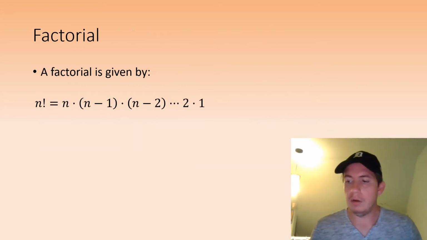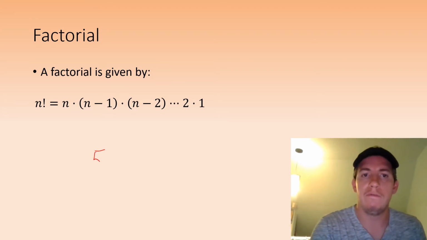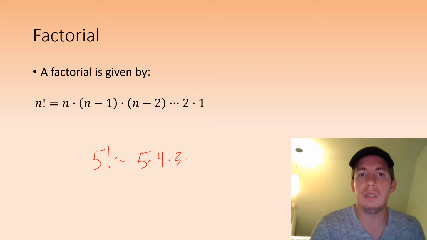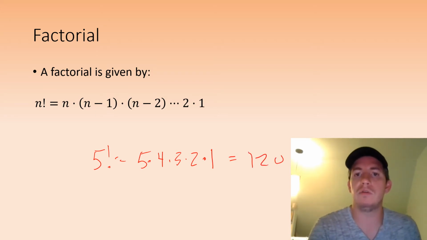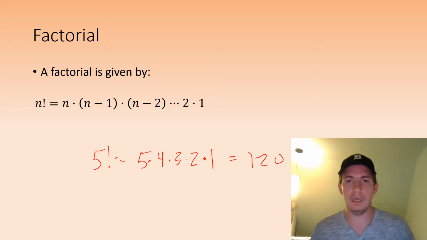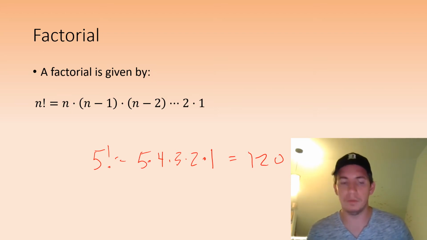The next two counting techniques use what's called factorial. If I take n factorial, what I mean by that is take that number and multiply by all the lesser numbers until you get down to 1. So here's an example. 5 factorial is equal to 5 times 4 times 3 times 2 times 1. 5 times 4 is 20. 20 times 3 is 60. 60 times 2 is 120. So 5 factorial is 120. That factorial corresponds to something.